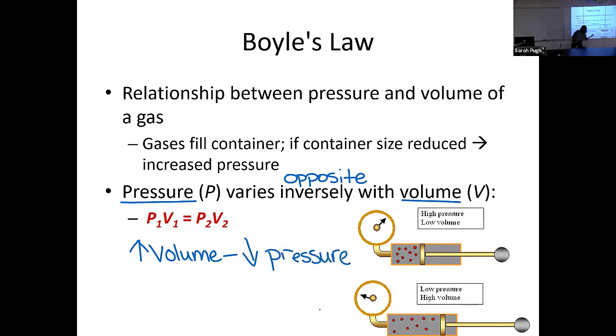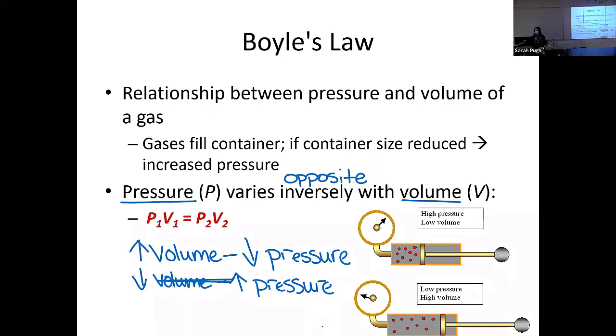Or if you decrease the volume, that will increase the pressure. They vary inversely with each other. So again, if I decrease the volume, I am increasing the pressure. If I pull this plunger back out and I increase the volume, pressure's going down. Okay, so they just are opposites. They vary inversely with each other.